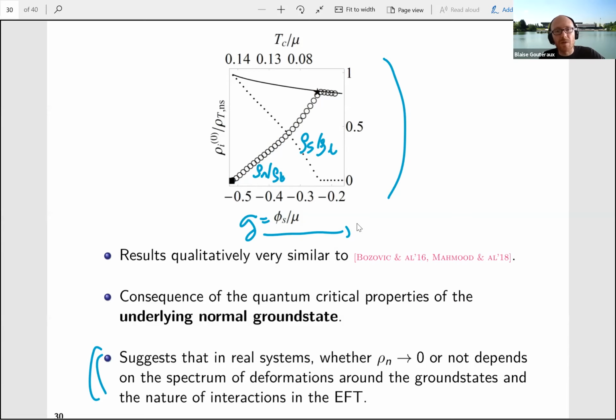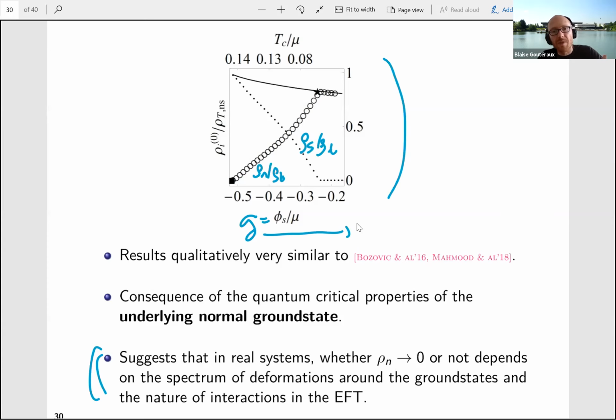If we break translations weakly, then we see that increasing this source is also increasing the strength of the translation symmetry breaking. So this parameter is not doping per se, but it has an effect on the system which is qualitatively similar. And in particular, what I want to stress with this picture is not that you should take this seriously as a model of cuprates.